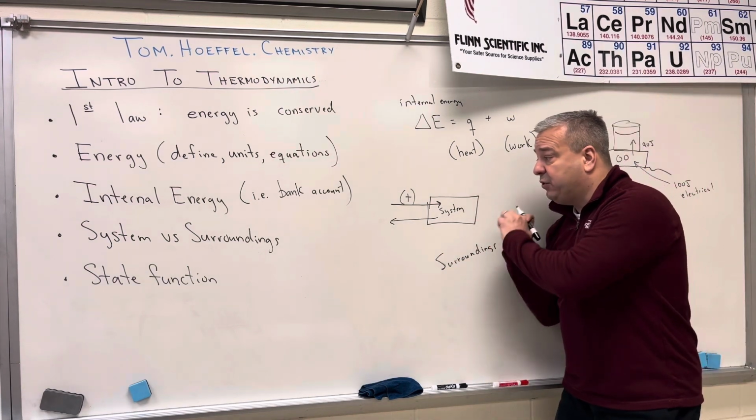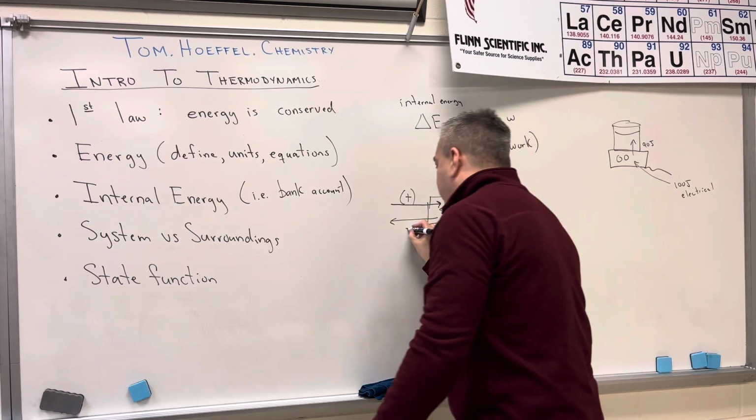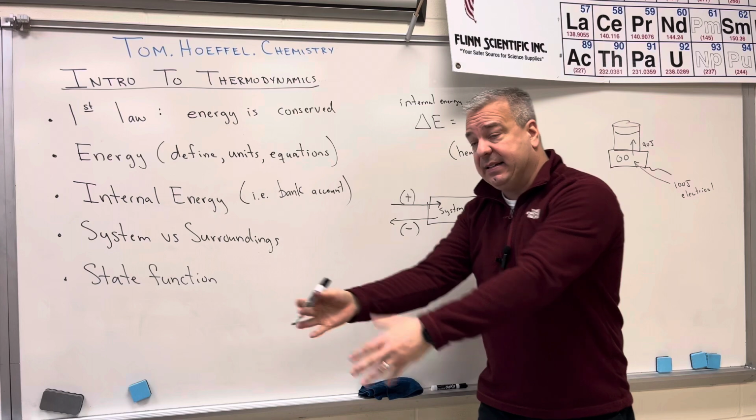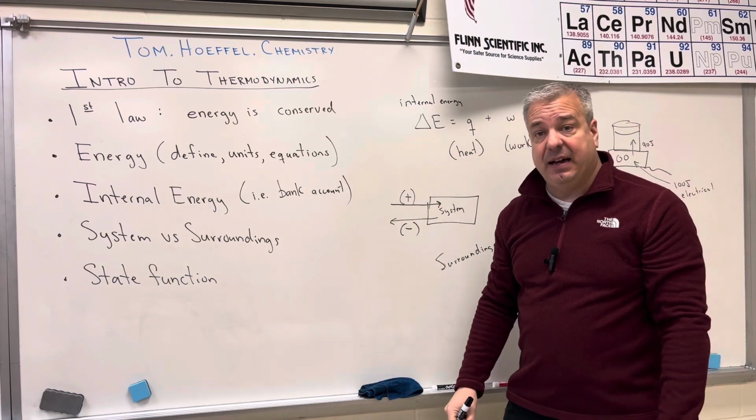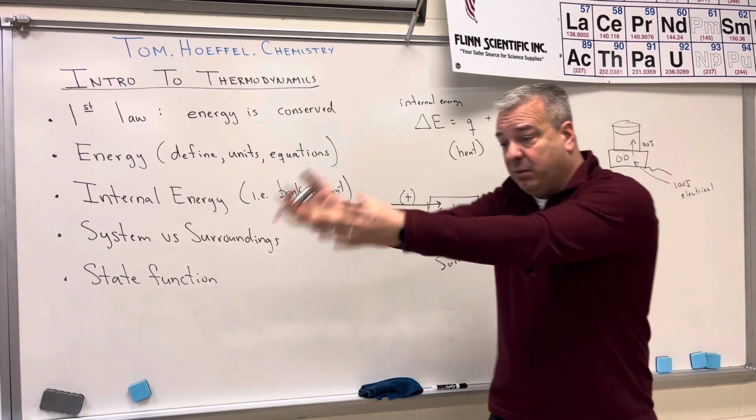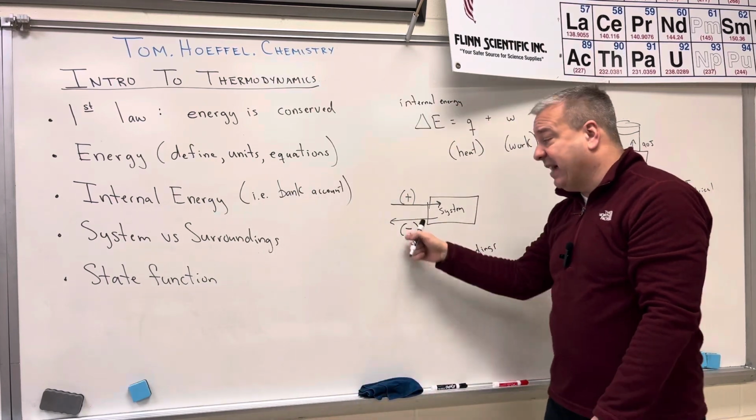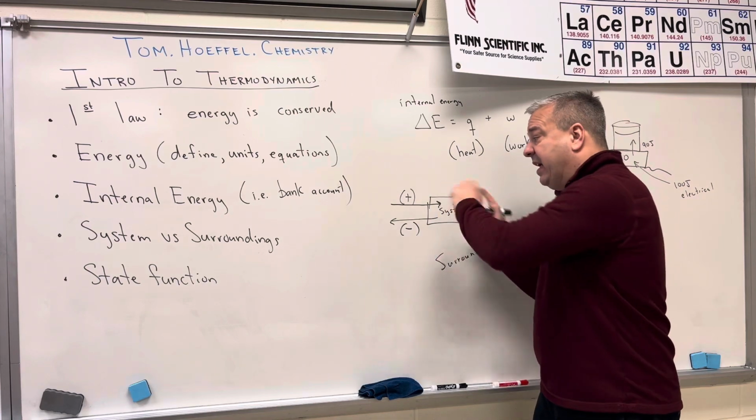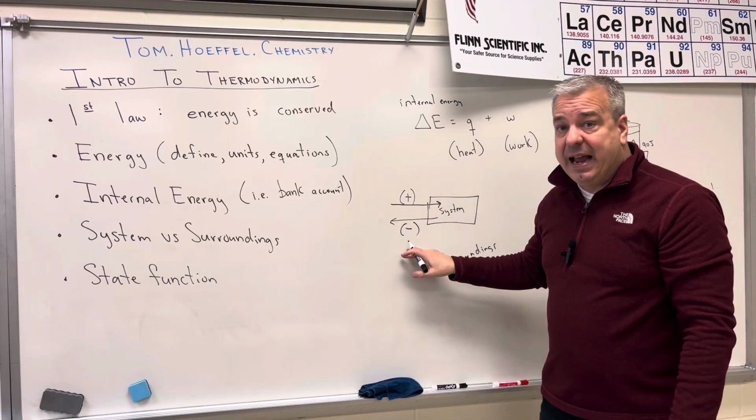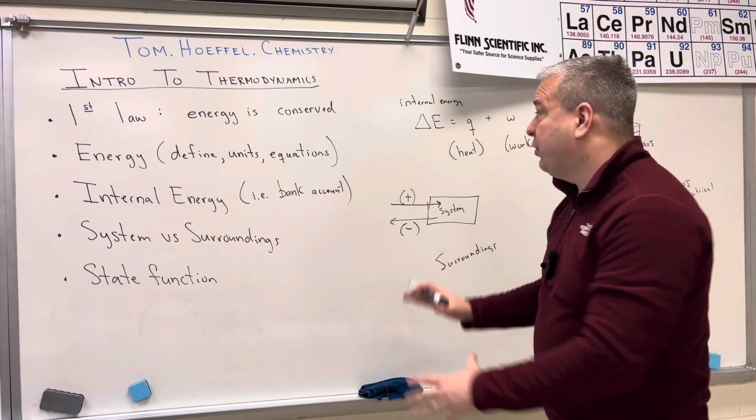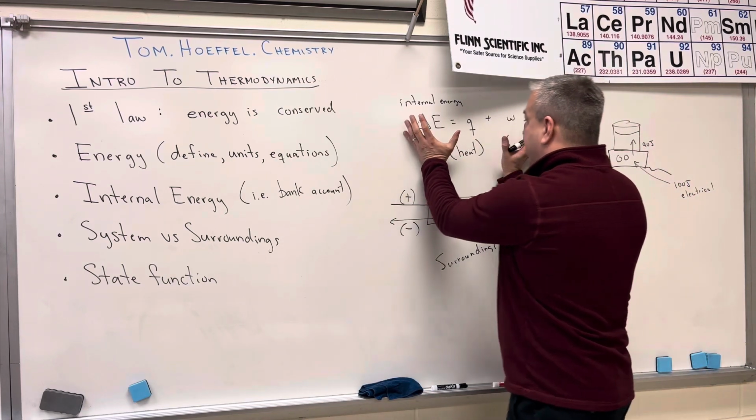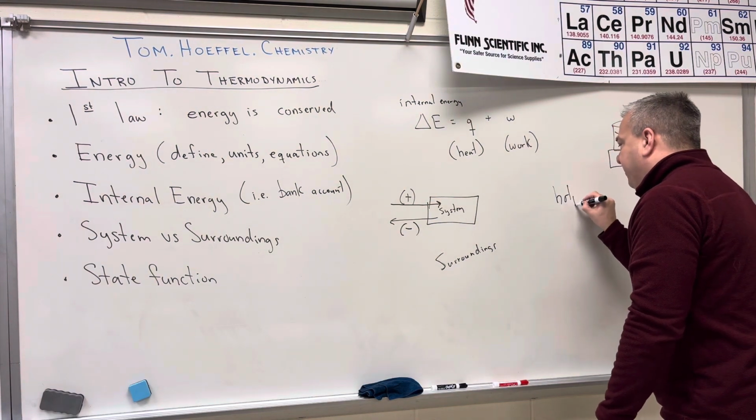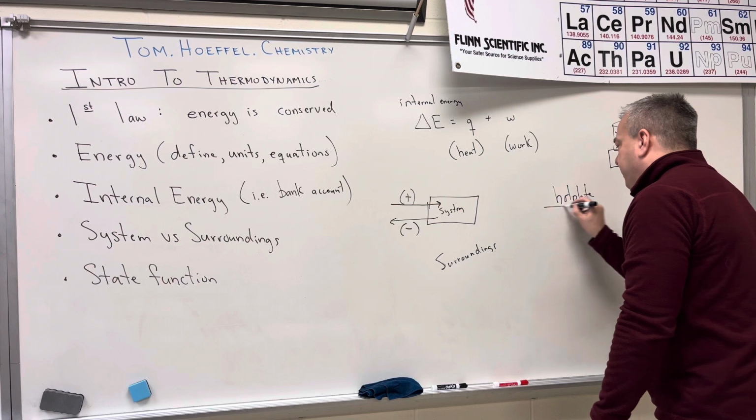And if the system is doing something to the surroundings, okay, we're going to use a negative sign. So if the system releases heat, we're going to make sure that heat's a negative sign. And if the system does some work on the surroundings, that's going to be a negative sign for the system. So if something goes into the system, it's positive. If something leaves the system, it's negative, okay? And what we're going to try to do is figure out the amount of internal energy for this hot plate. So we're going to be talking about the hot plate system, okay?